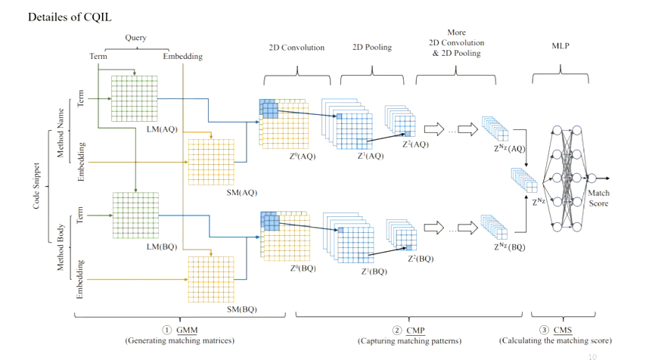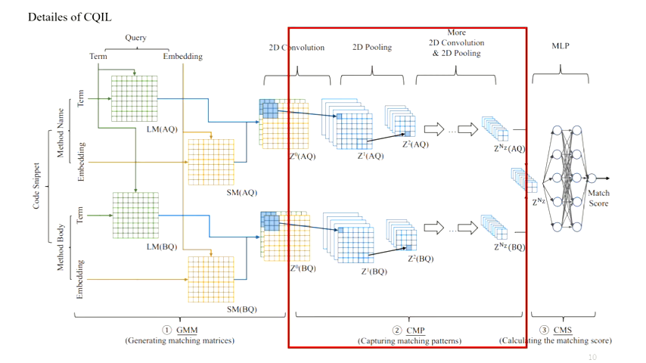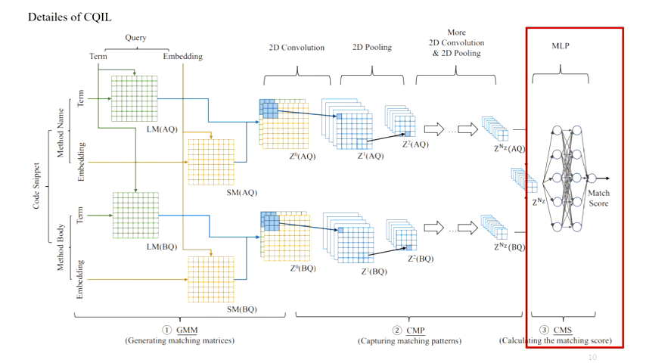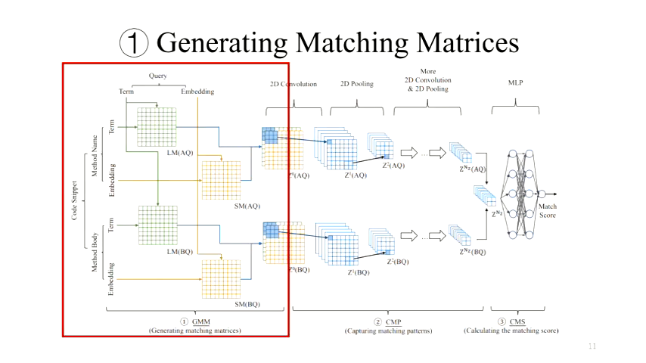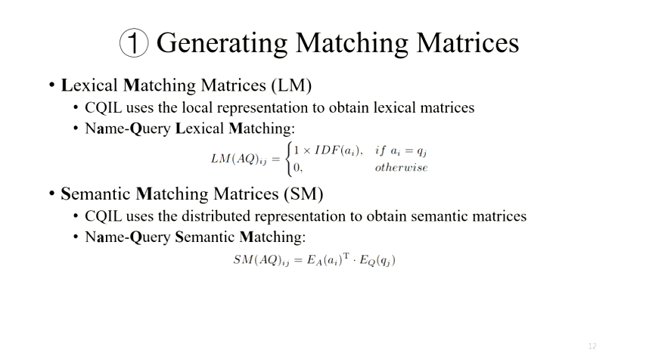COIL learns to match code and queries using a hybrid representation of code query interactions. First, COIL generates lexical and semantic matching matrices. Second, COIL leverages a CNN to capture rich matching patterns from the matching matrices. Third, an MLP calculates the matching scores from the matching patterns. The first component: to generate the lexical matching matrix, COIL uses the local representation. To generate the semantic matching matrix, COIL uses the distributed representation, and then COIL concatenates them.